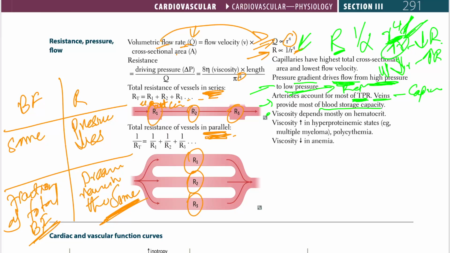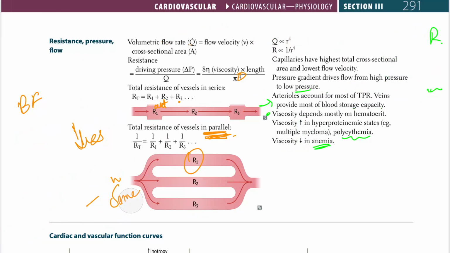Okay, viscosity depends upon hematocrit. Viscosity, meaning how viscous a fluid is, would increase in a hyperproteinemic state, for example, multiple myeloma, or polycythemia, right? Viscosity would increase as you increase the things that are in blood to an abnormal level. The blood is going to be very, very thick, right? The viscosity would decrease with anemia, right? And that's all we have for this.